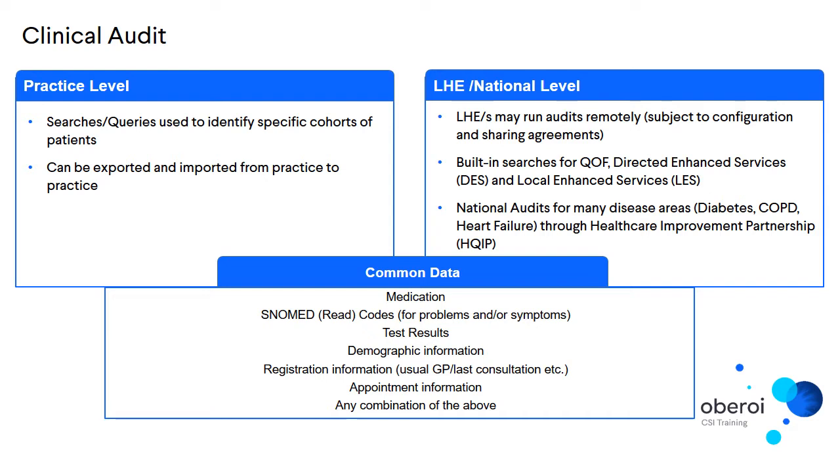There are built-in searches already in all of the systems for QoF, for direct enhanced services and local enhanced services. And there are also many national disease areas that are covered by audit, so diabetes, COPD, heart failure, etc., through Healthcare Improvement Partnership. But whether it's at national or local level, all these audits are based on common data, and some examples of this common data would be medication, SNOMED codes for problems and or symptoms, test results, demographic information, registration information, appointment information, or any combination of those things.